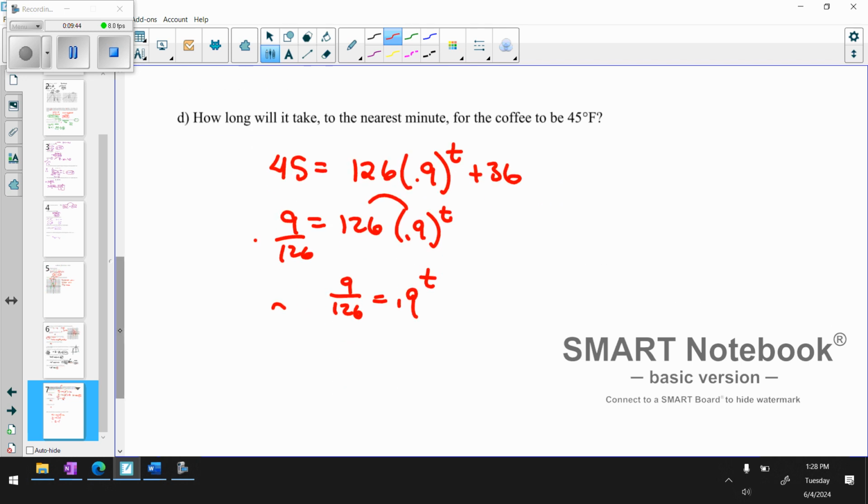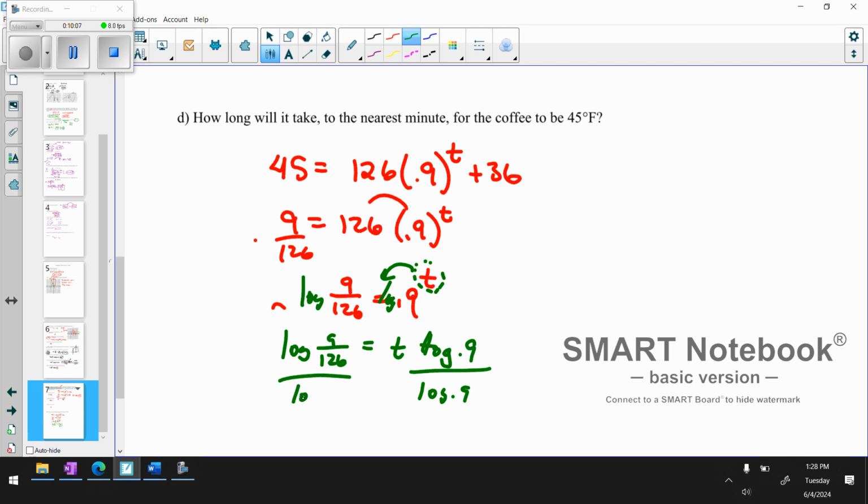All right. This is a little log question. When the variable's in the exponent, I'm going to take the logs of both sides. Why do I do that? So I can bring that down in front. So I'm going to have T times log 0.9 equals log of 9 over 126. You could convert this to a decimal. I'm just going to leave it like that. Now I'm just going to divide by log of 0.9. This gets me about 25.04 minutes, aka about 25 minutes. All right, there's part 2.